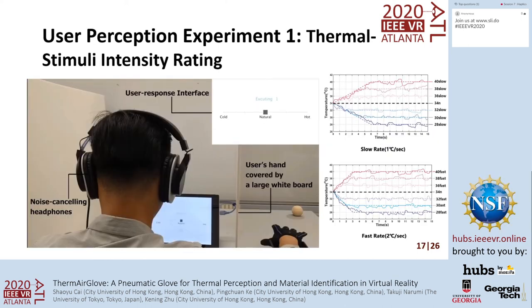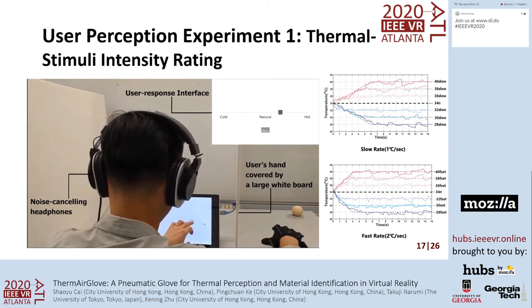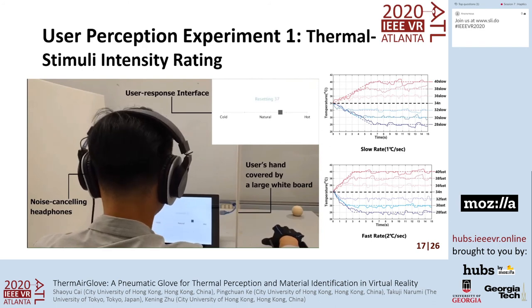Based on the temperature tracking performance evaluation, we conducted the first user perception experiment to measure participants' subjective thermal intensity. This is the setup of our experiment. Participants were required to give the perceived thermal intensity by moving the slider in a continuous scale from cold to hot. We collected the scores for 13 different thermal stimuli in temperature tracking experiments, and more details about the experiment procedure could be found in our paper.